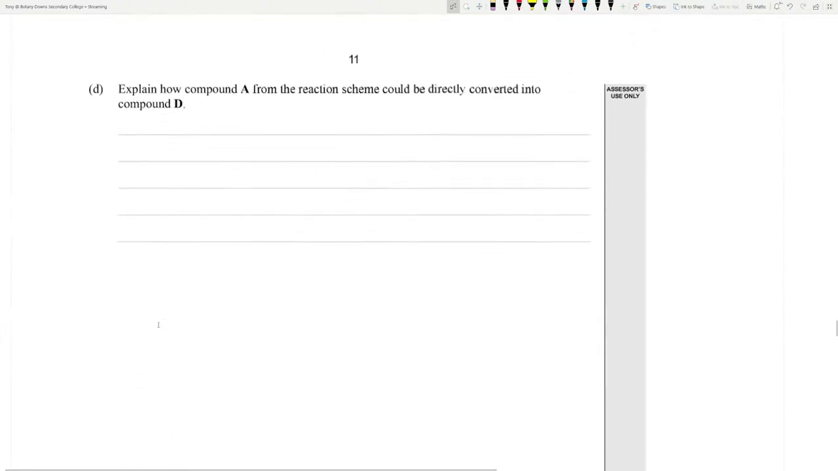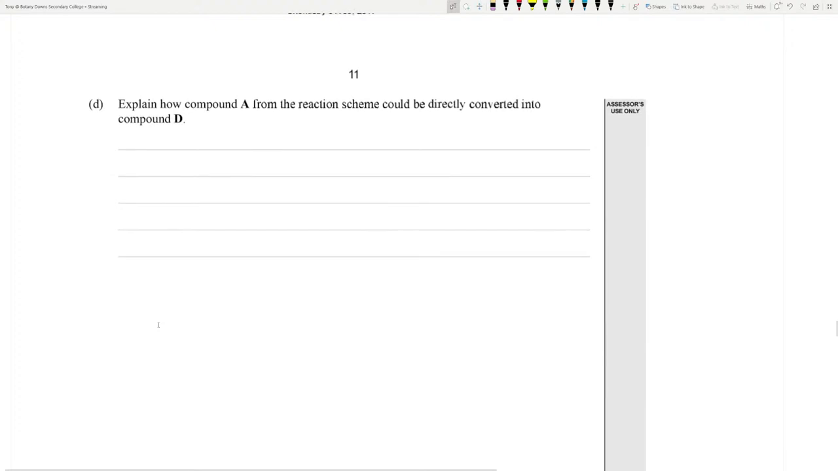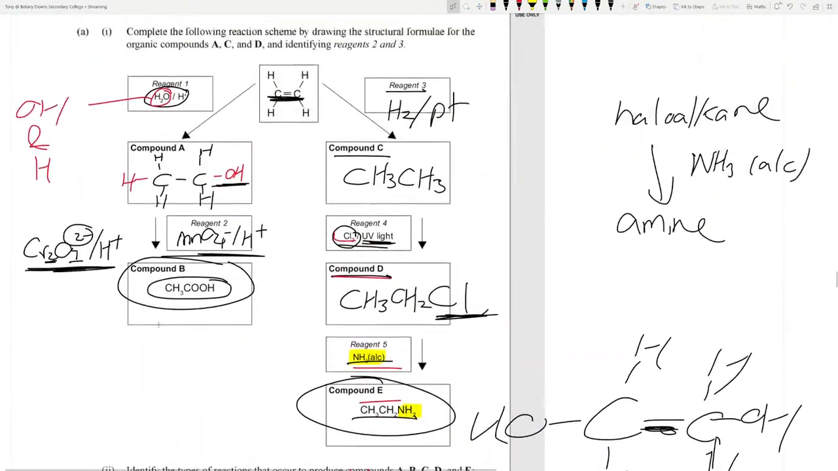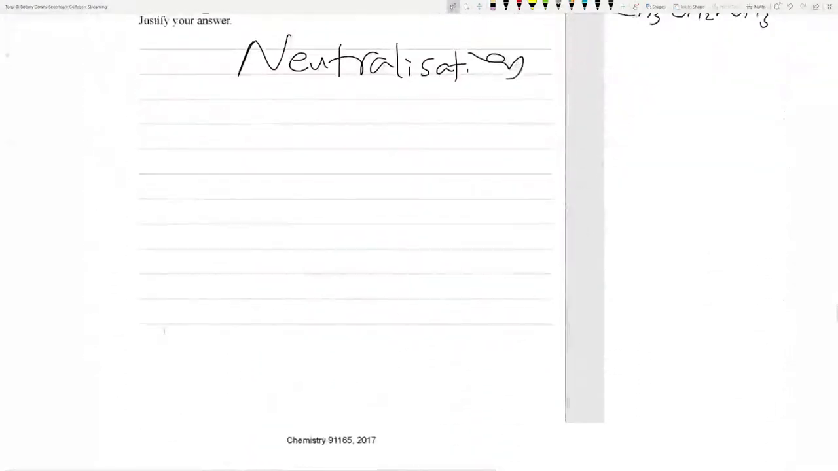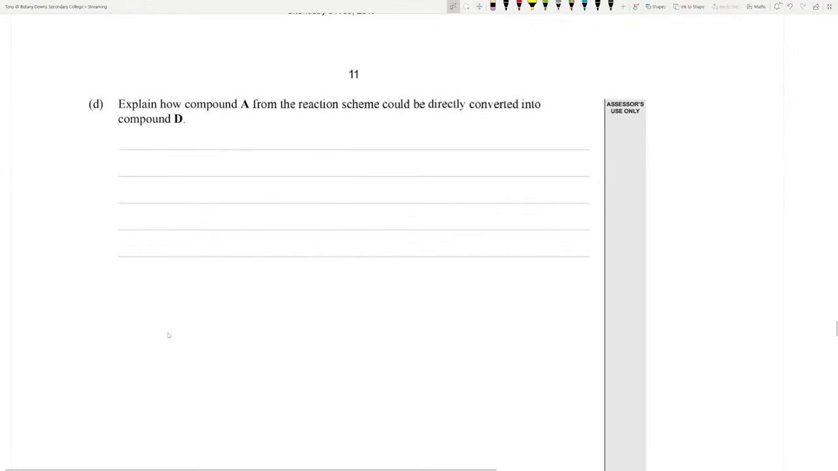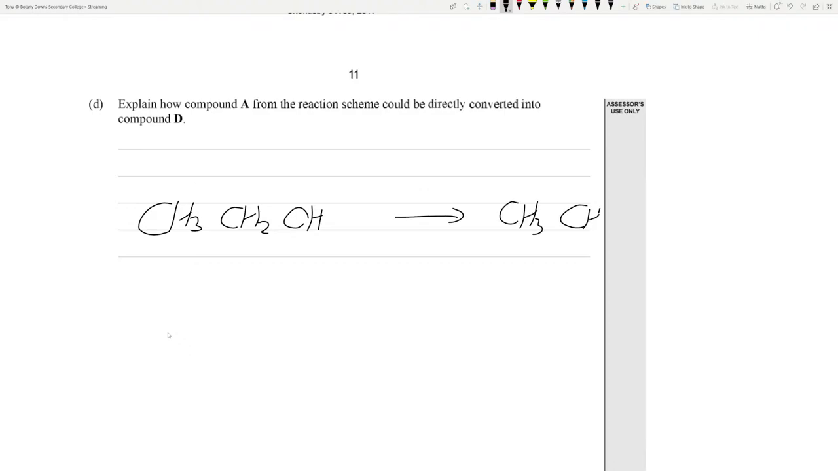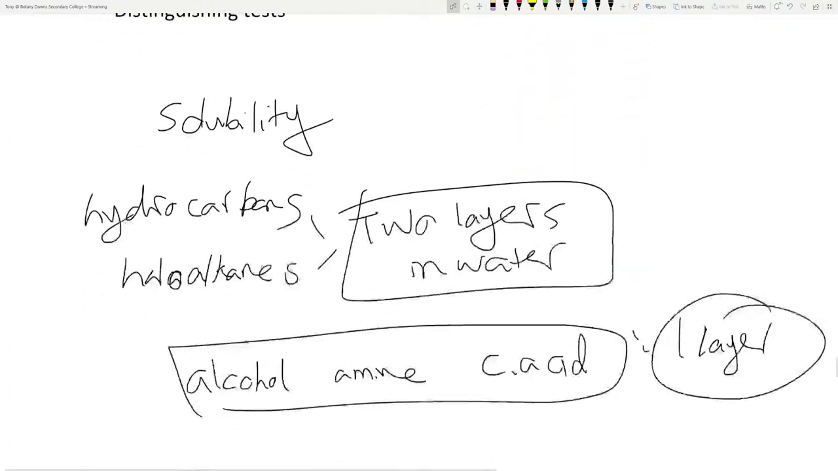Any other questions? Explain how A from the reaction scheme can be directly converted to D. What's A? A is ethanol, ethanol to D. Oh, easy. How do I turn this to this? SOCl2. Done. Substitution. All right, so I think I've done all the questions.